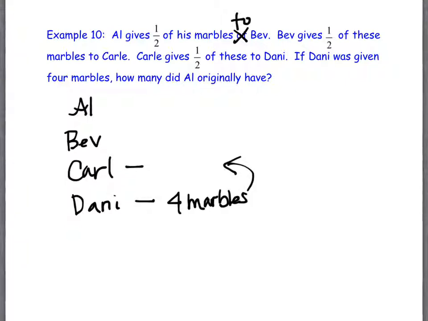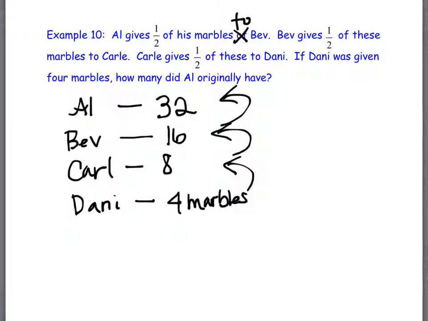So if we go backwards, I know he got those 4 marbles from Carl, but how many did Carl actually have given to him then? He had 8 given to him. But if he had 8 given to him, then how many did Bev have? 16. She had 16 given to her. Then how many did Al originally have? 32. 32 marbles. And what you're doing there is you're actually doing exponents. You've multiplied by 2 multiple times, haven't you? 2 times 2 times 2 times 2. You did it 4 times, or you did it 3 times. That's where that's actually coming from, the exponential property. Okay?